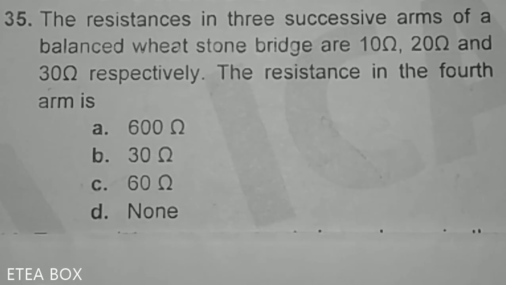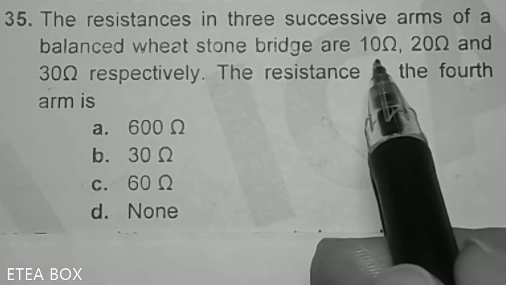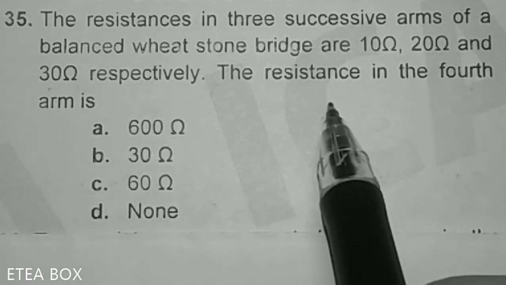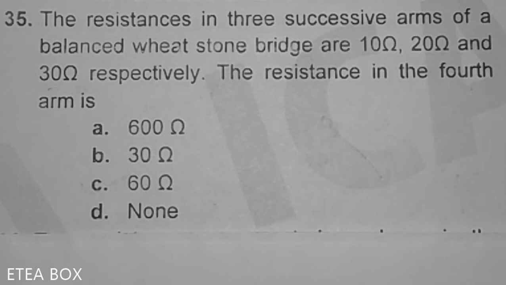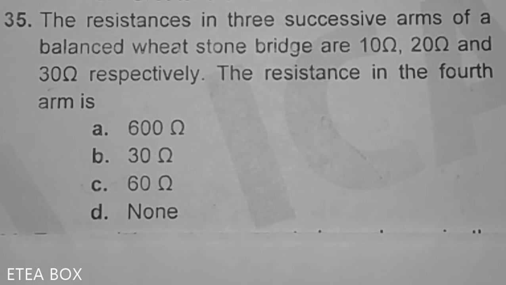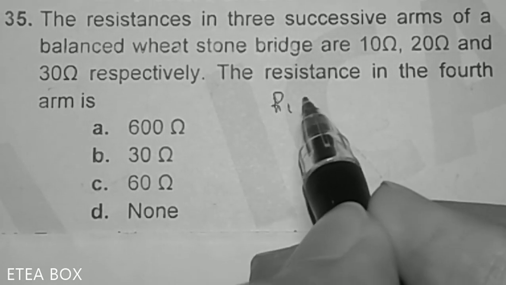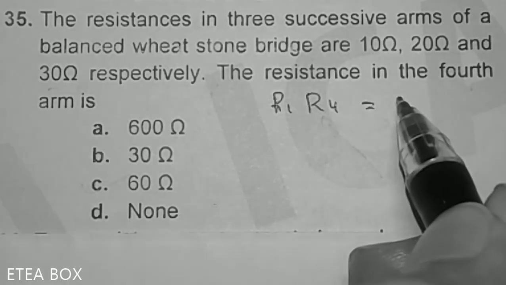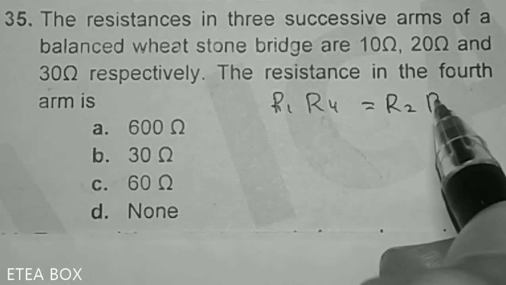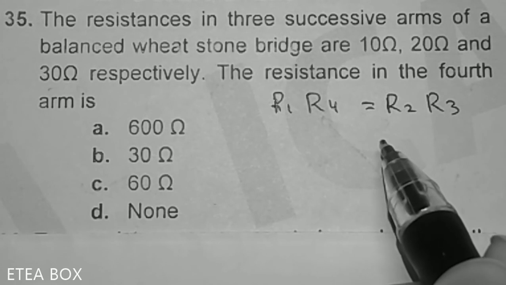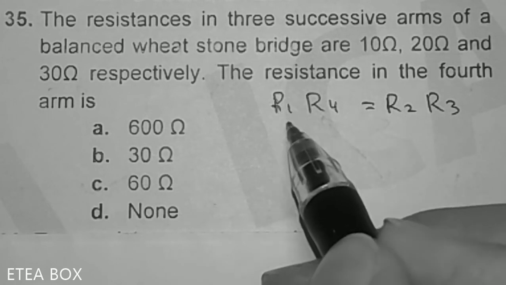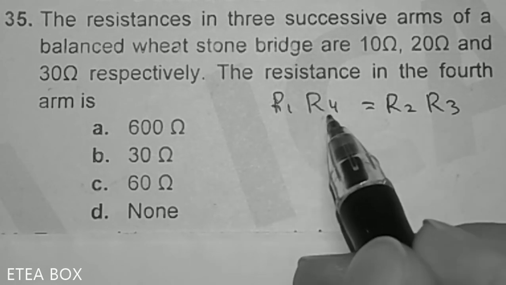The resistances in 3 successive arms of a balanced Wheatstone bridge are, now 3 resistances are given, 10 ohm, 20 ohm and 30 ohm. The resistance in the 4th arm is, now the formula is R1 multiplied by R4 is equal to R2 multiplied by R3. Okay, this is the formula for the Wheatstone bridge. You have to multiply first and fourth, and the second and third.